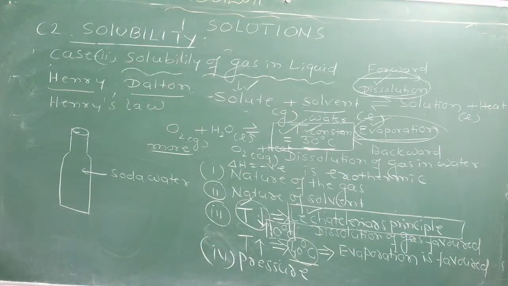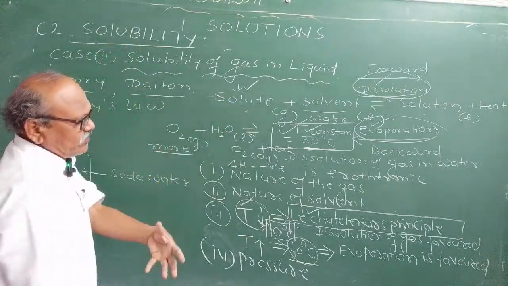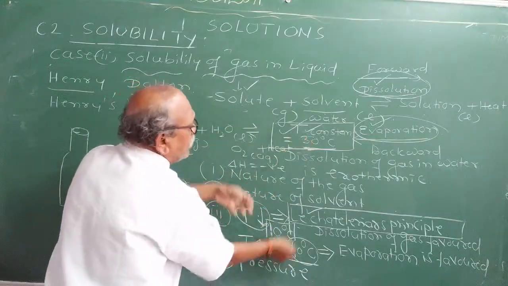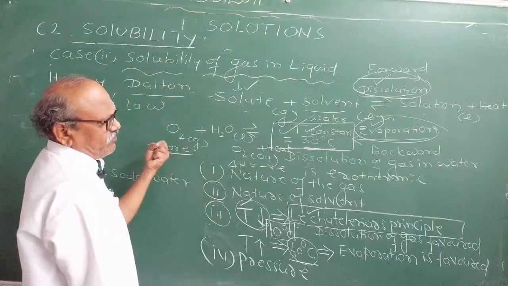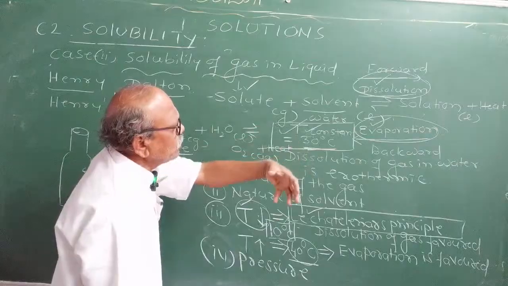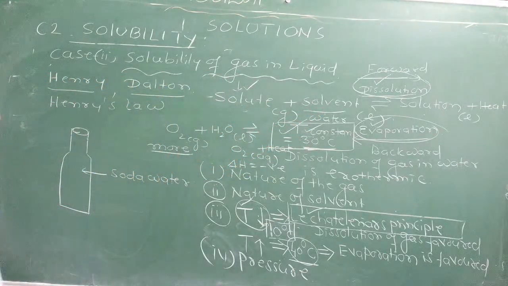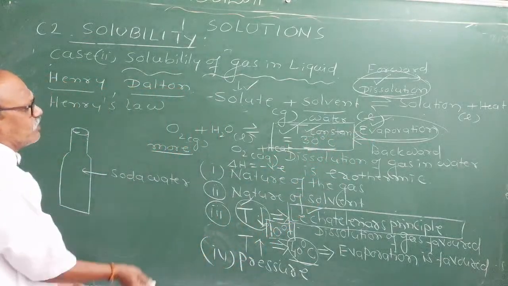It will be endothermic. The backward reaction will be endothermic, which means heat energy will be absorbed, to cool from 40 degrees centigrade to 30 degrees centigrade. Endothermic means absorption of heat energy. 10 degrees centigrade should be absorbed. In order to absorb it, the equilibrium will be shifted to the left. What happens? Evaporation is favored. Therefore, the dissolved oxygen in water will come out.